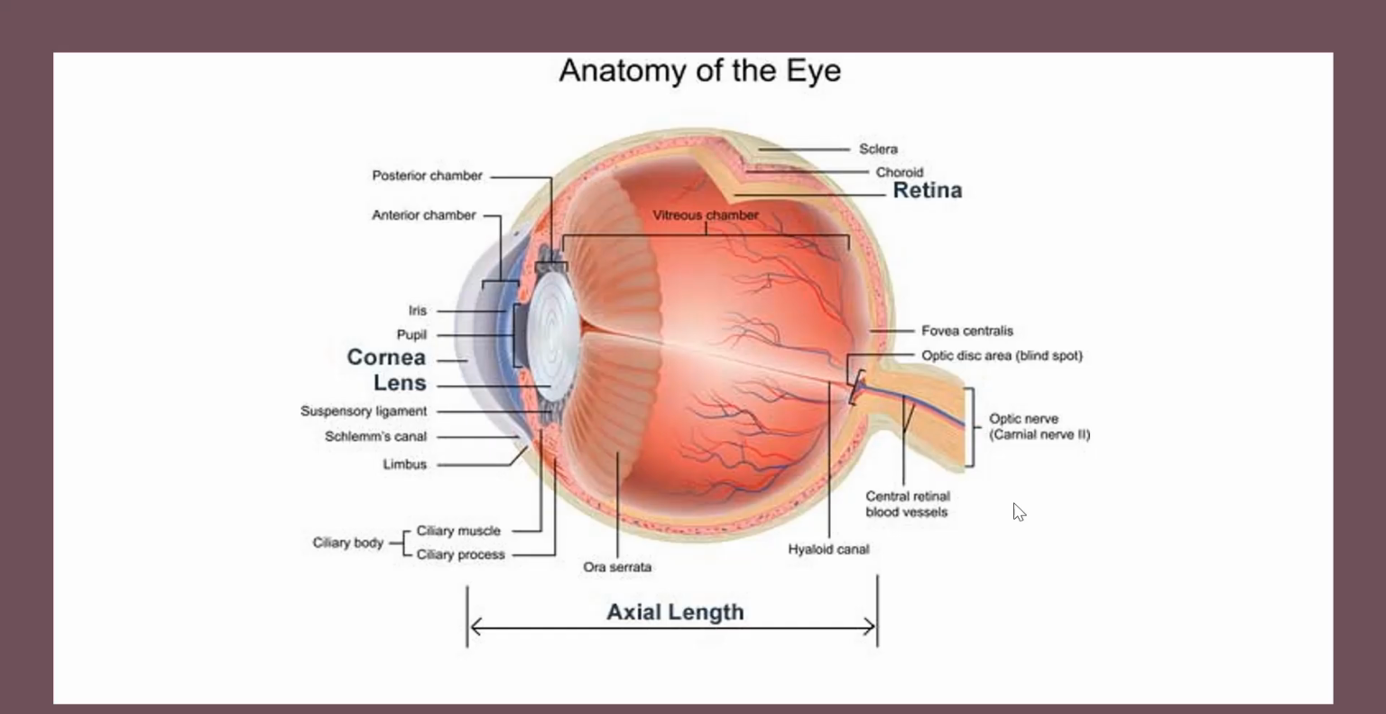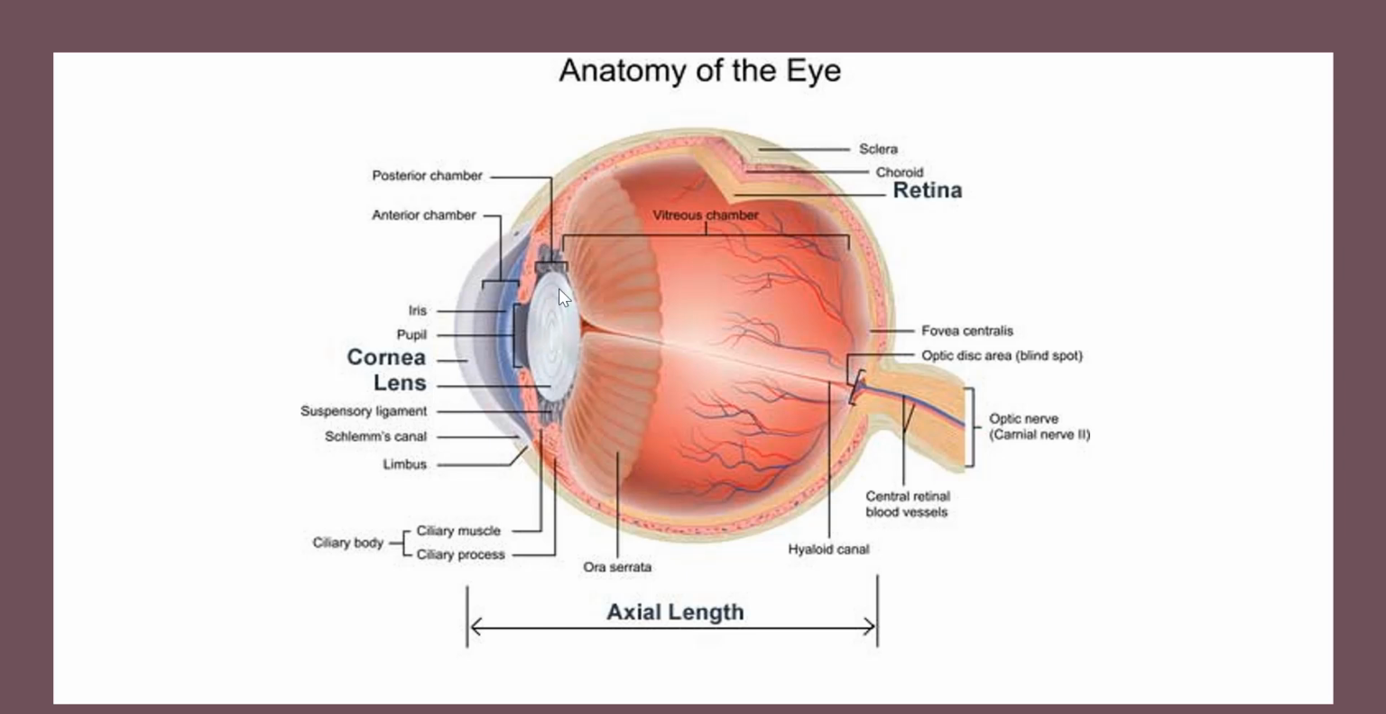First, let's revise the anatomy of the eye, starting from the outer structure to the inner. The outer structure has the cornea and sclera. The cornea is a transparent structure which allows the light to pass. Next we have the anterior chamber filled with aqueous humor fluid. And then we have the pupil surrounded by the ciliary muscle.